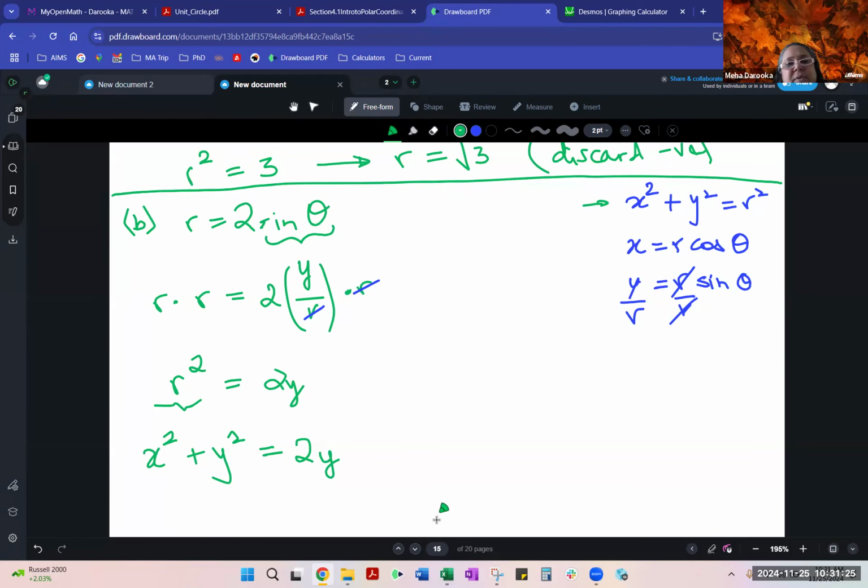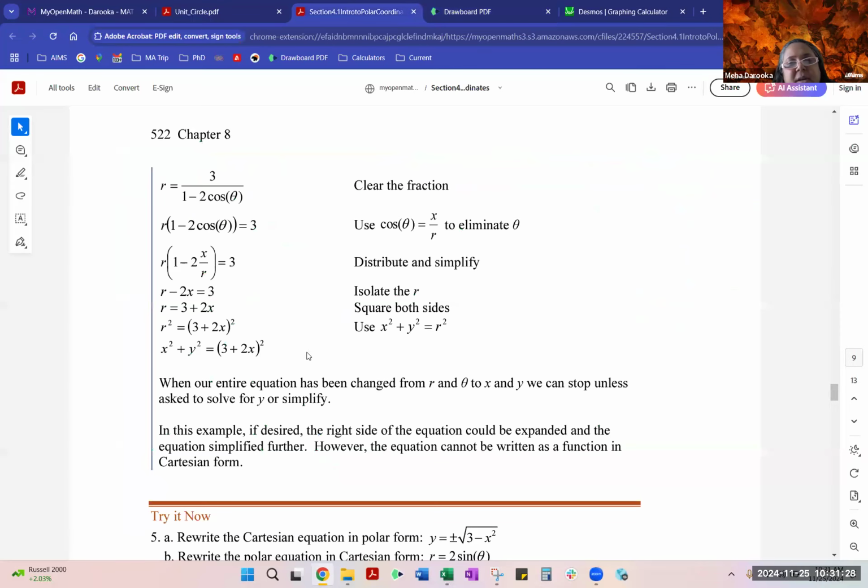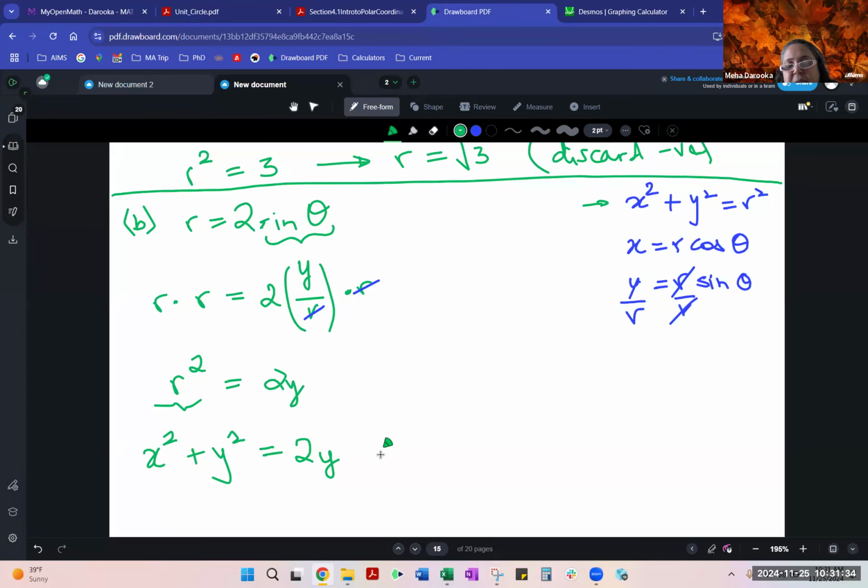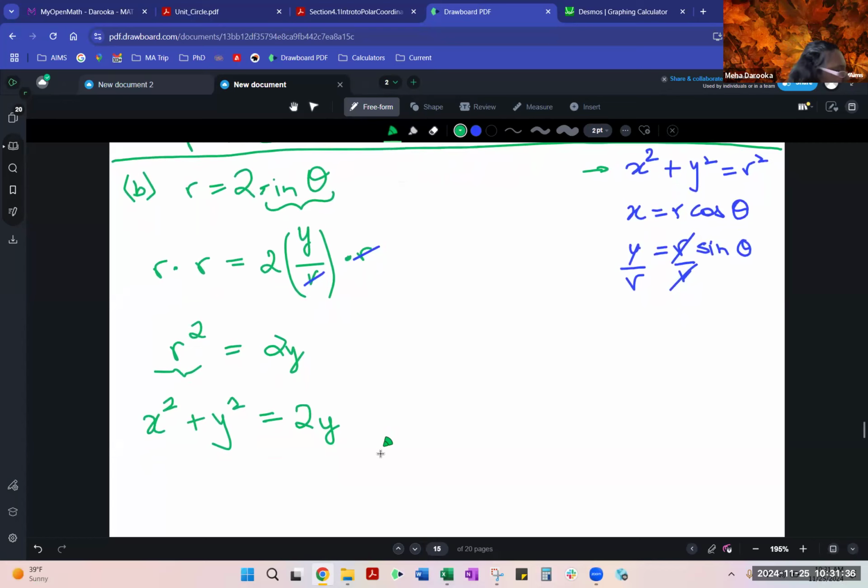Alrighty, so again, as we were talking in this example over here, guys, if they ask us to simplify, if they ask us to solve this for y, then we would worry about breaking this down any further and simplifying it. But I think for now, we've gotten rid of r and theta. We have everything in terms of x and y. So I think I would leave it at this stage. And this is where it would be at.